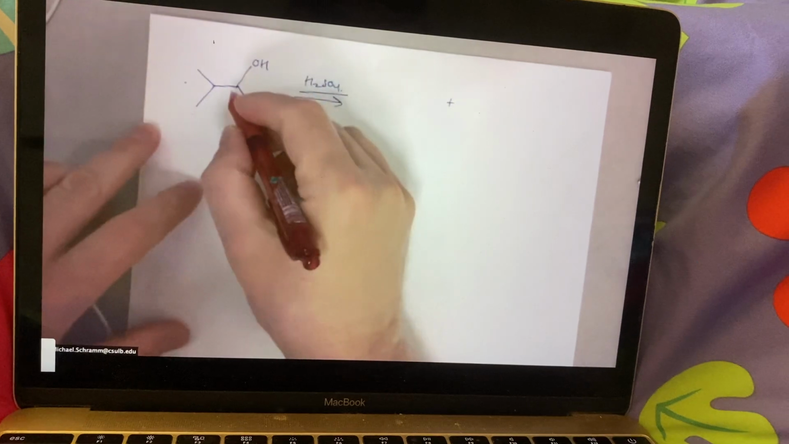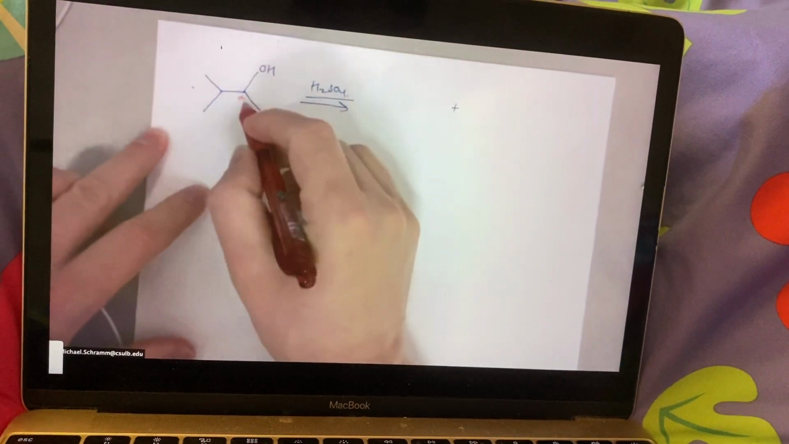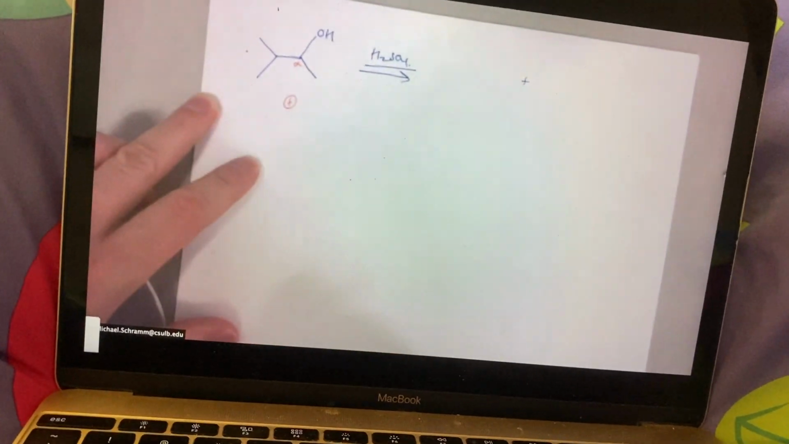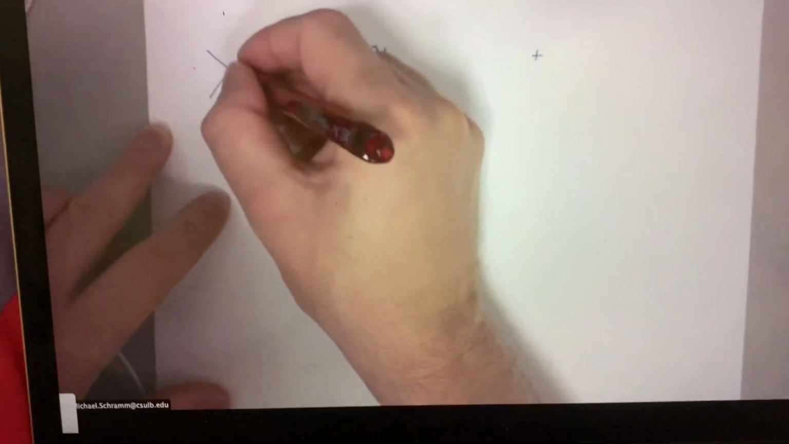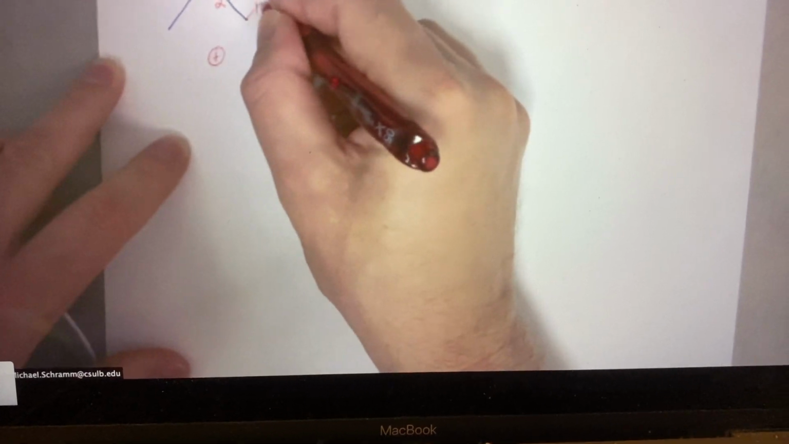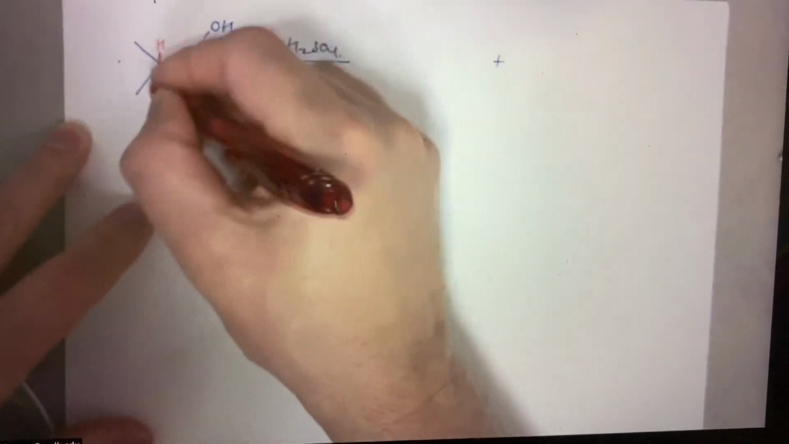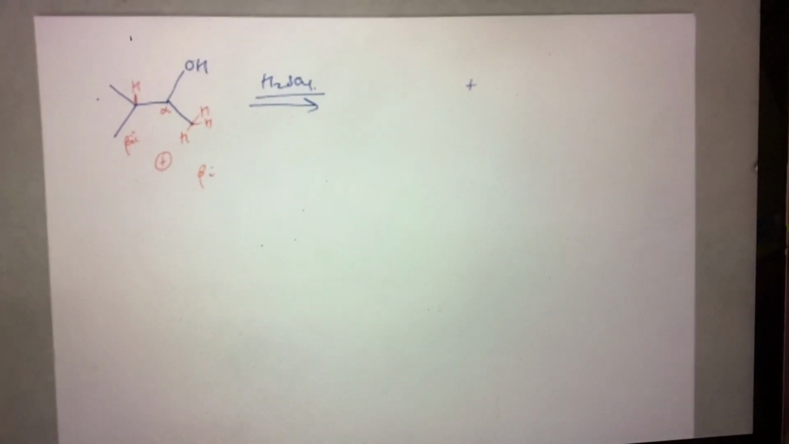When I look at it really briefly, I know there's going to be a carbocation here at this alpha position eventually. I know I'm going to have a beta position here. I know there's a hydrogen here. There's hydrogens here. So I have two beta positions. So even a little sketch like this would help me anyway.